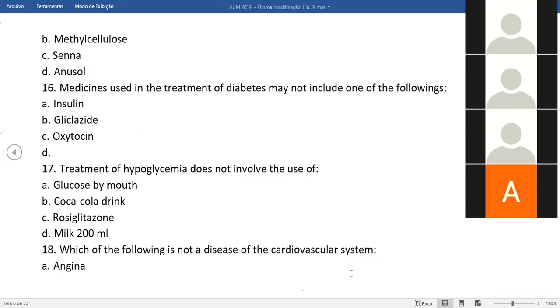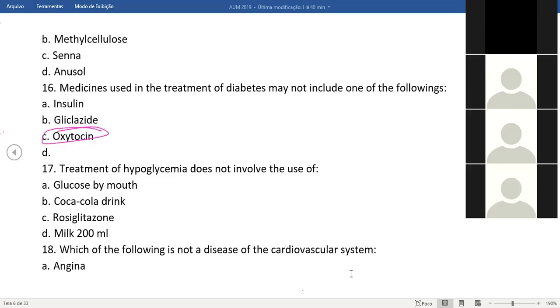Medicines used in the treatment of diabetes may not include one of the following. Oxytocin. So what is oxytocin used for? For uterine contraction. Yeah, for uterine contraction. Excellent. So during childbirth, it can be administered to promote uterine contraction.